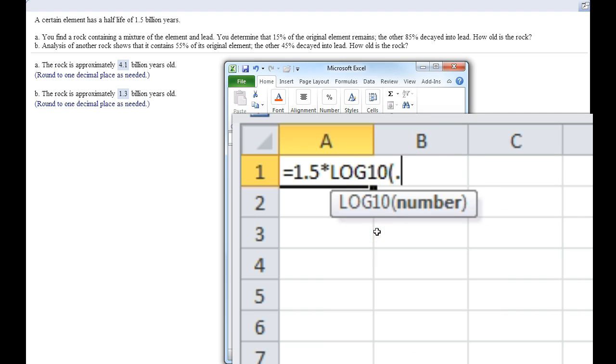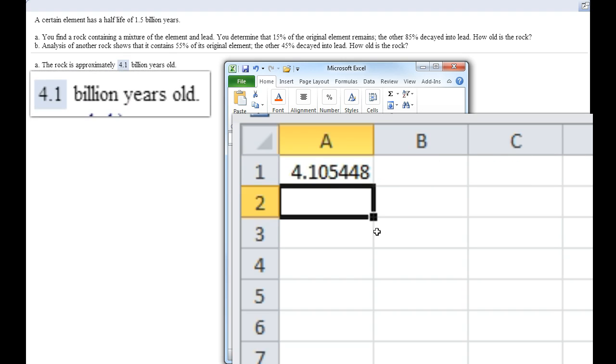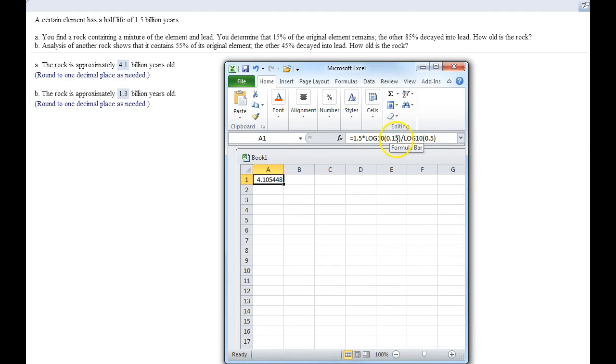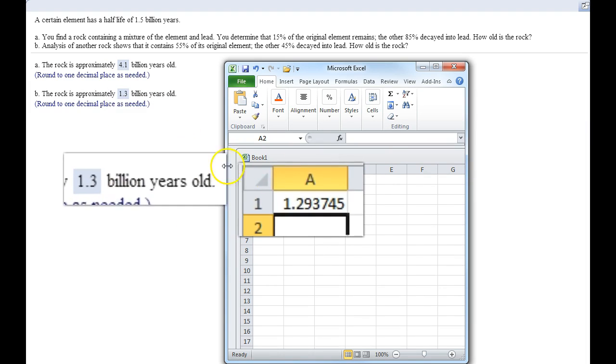and then 0.15 is the original percent, divided by log, and then again you type the log10, and then 0.5 for a half. So there it gives the same exact number. Then I can go back up here and change that to a 0.55, and there's that number.